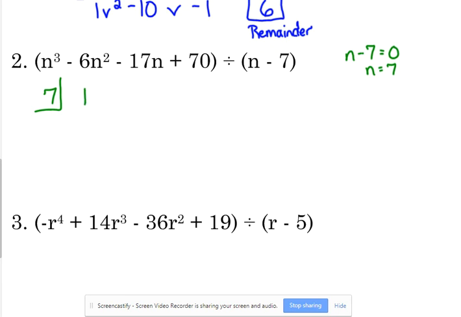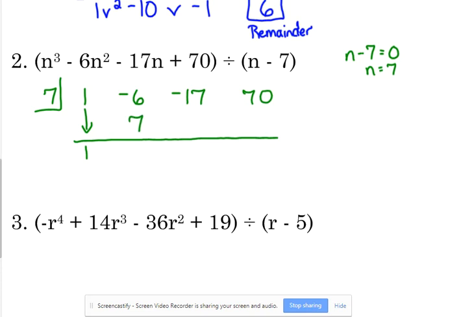All right, let's list our coefficients. We've got 1 again, negative 6, negative 17, and 70. We're not missing any terms, and it was in standard form, so we're good. Bring down the first coefficient, that's a 1. Multiply by the number on the shelf, that's 7. Add. Negative 6 plus 7 is 1. Multiply by the number on the shelf. 1 times 7 is 7. Add. Negative 17 plus 7 is negative 10. Multiply by the 7 on the shelf. Negative 70. Add. We get 0.